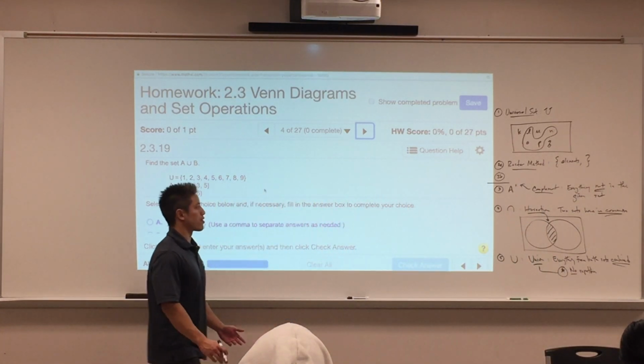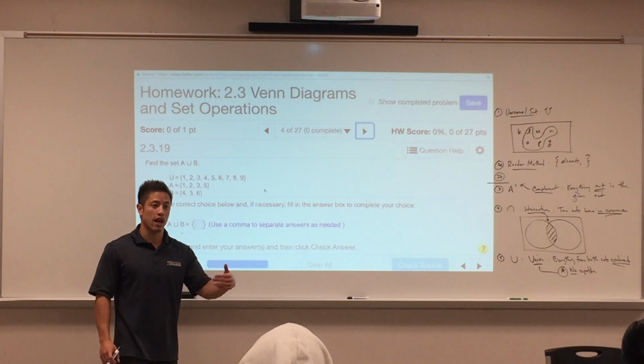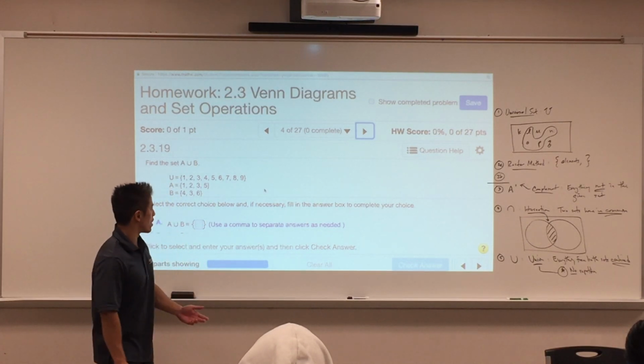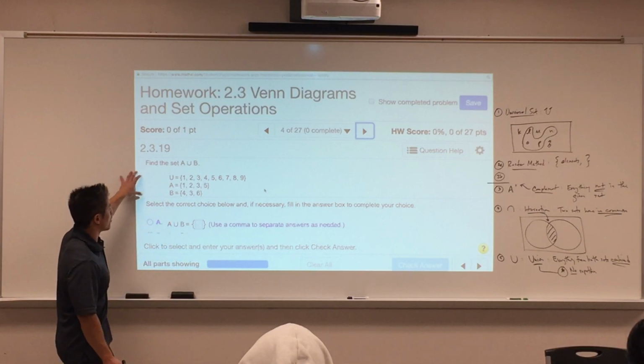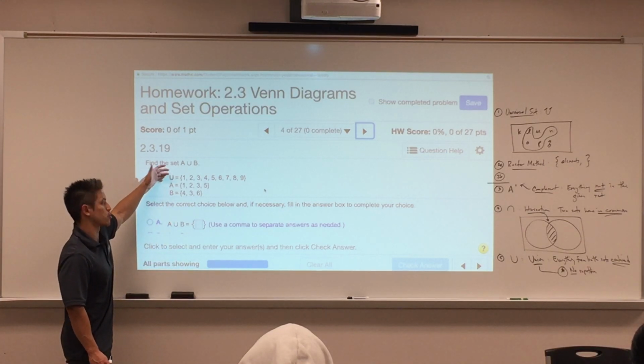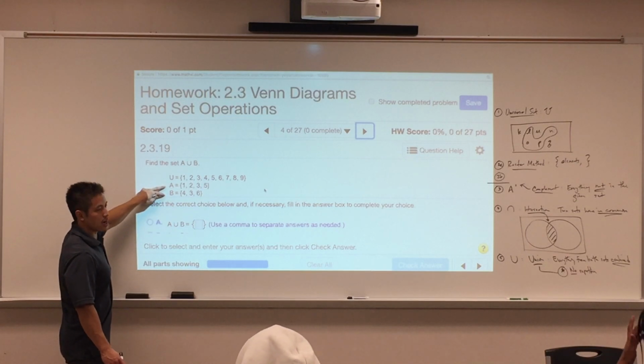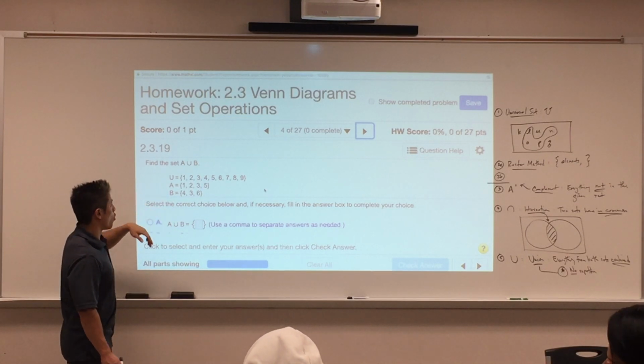What does that mean? That means that their intersection stuff, the stuff they have in common, you would list only once. You wouldn't list it twice. So for example, looking at this one, there's the universal set. We're working with the natural numbers 1 through 9. And then we have the subsets A and B. We're looking for the union.